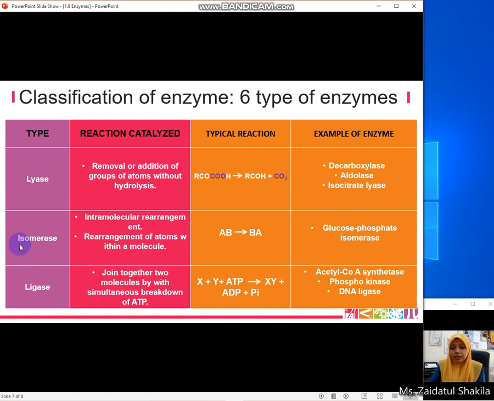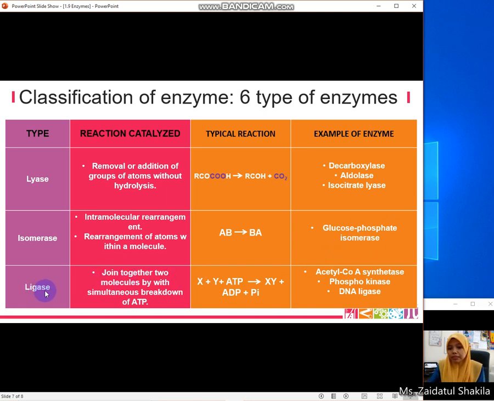The next class of enzymes is isomerase. Isomerase is involved in intramolecular rearrangement. The rearrangement occurs within the molecule itself. For example, the typical reaction of isomerase is AB becomes BA. An example of an enzyme in the isomerase class is glucose phosphate isomerase. It must have the word isomerase at the back of the enzyme name.